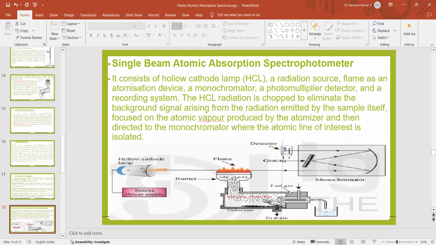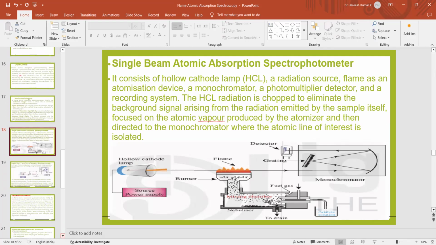Here you can observe that this is the hollow cathode lamp radiation source, and then this is the flame. The sample is aspirated, converted into a fine mist, mixed with the oxidant and fuel, and then enters the flame. In the flame, it is converted into a free atomic state, and the free atomic analyte captures the specific wavelength from the hollow cathode lamp and goes to the excited state. When it comes back, it emits radiation that is identified by the monochromator and passed through a detector. In the detector, the intensity of the analyte is measured.